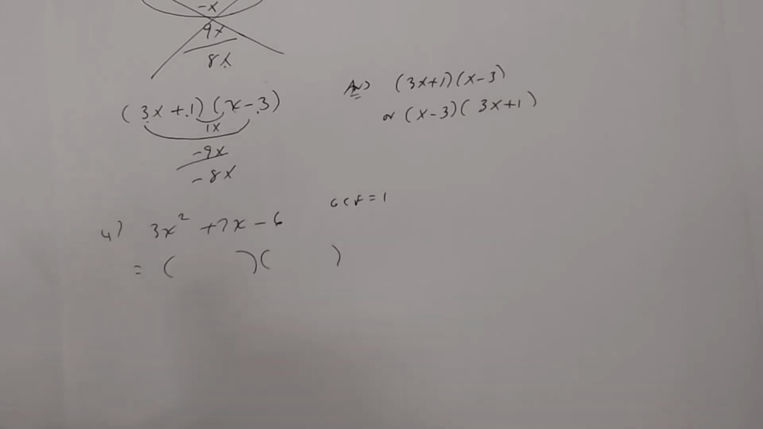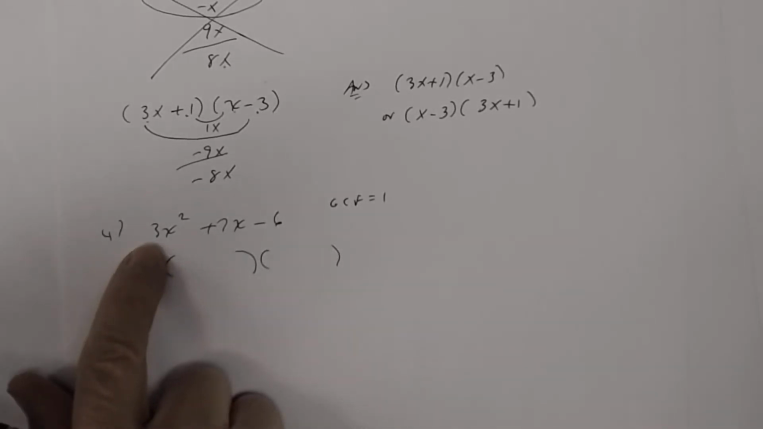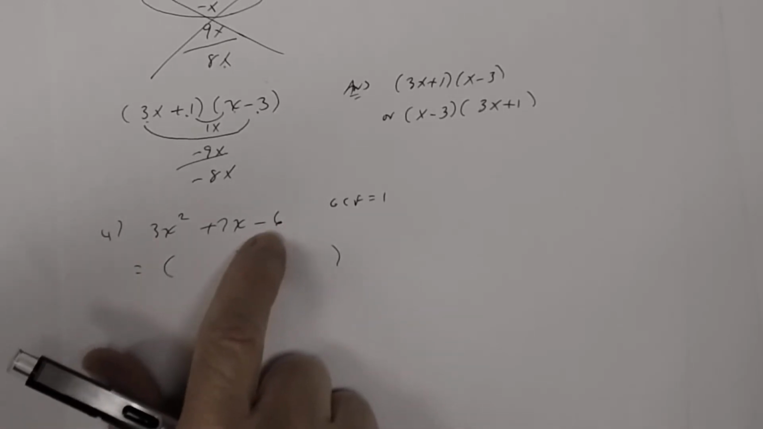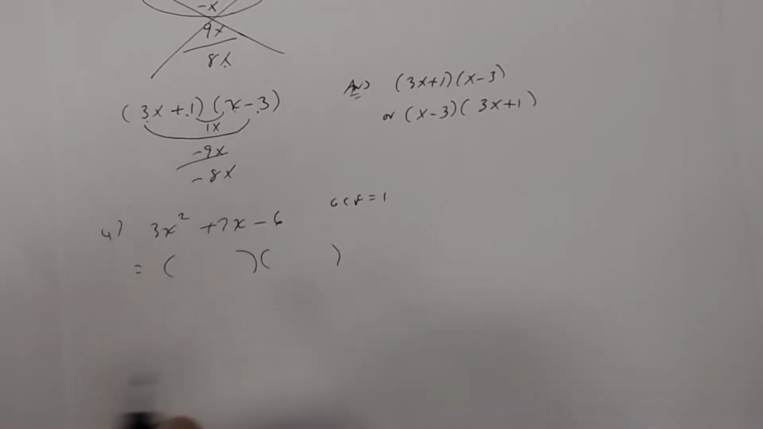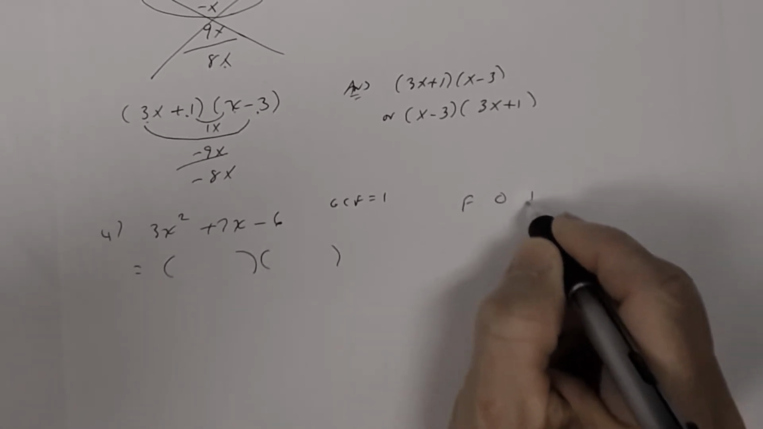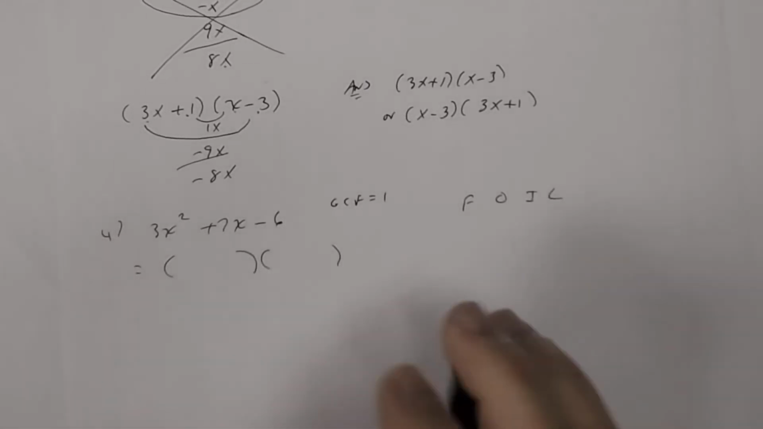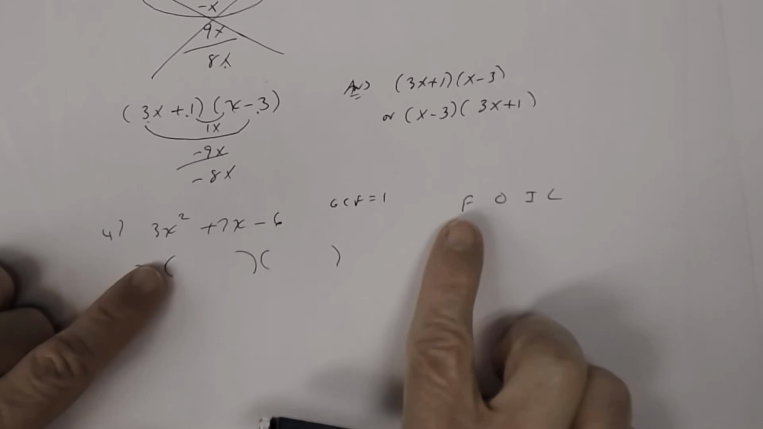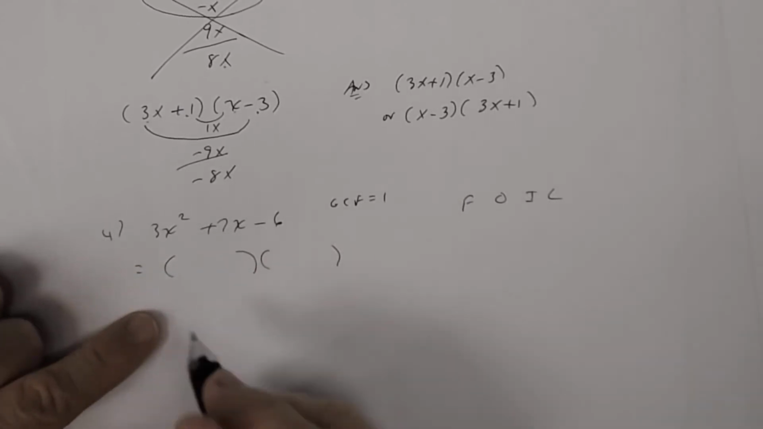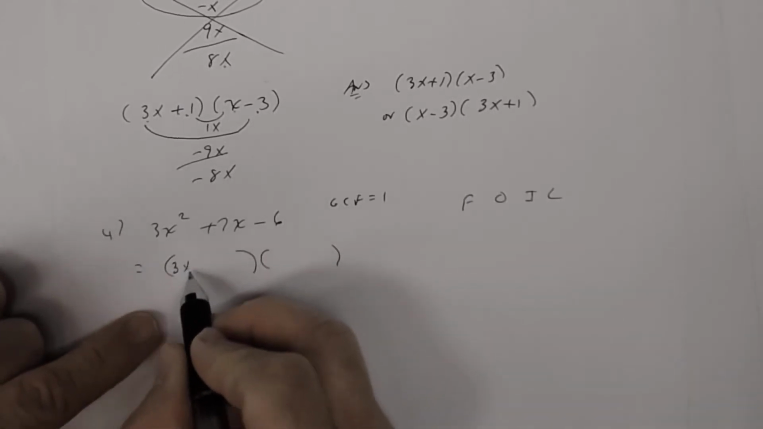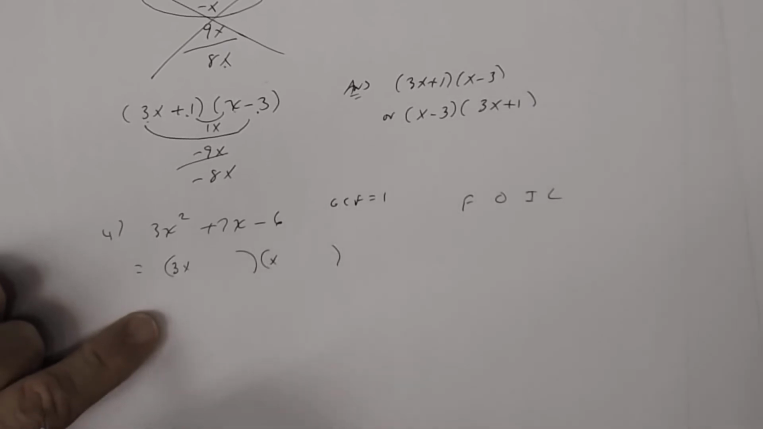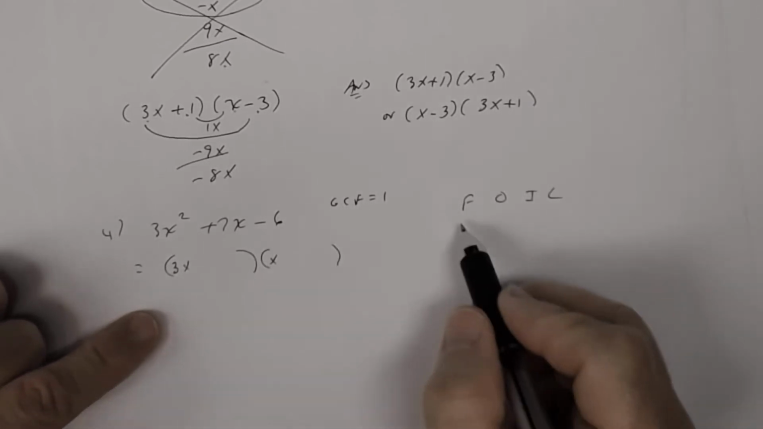Okay, so again, the leading coefficient is prime. And whenever it's prime, that's the easy kind. Now, the absolute value of negative 6 is 6, and 6 is not a prime number, but I can deal with it, I think. So let's do FOIL. The only possibility for 3x squared is if this is 3x and this is x. So that takes care of the F.